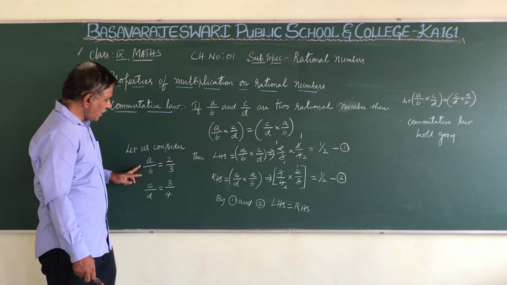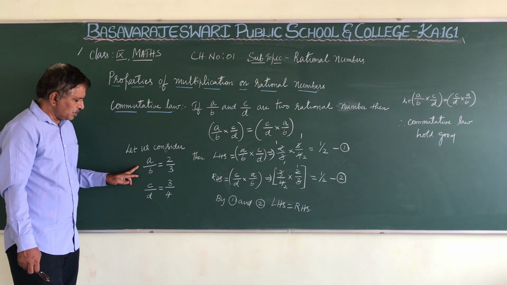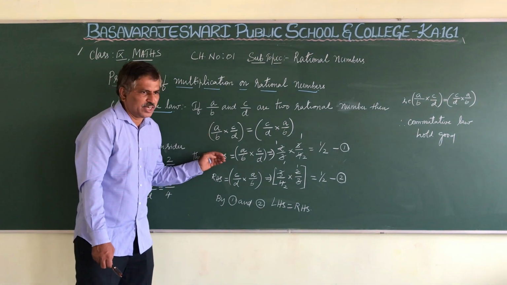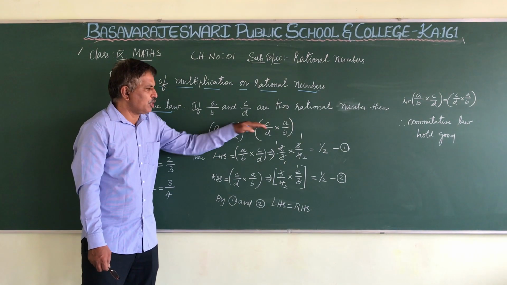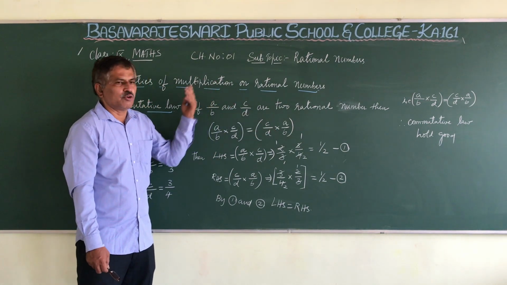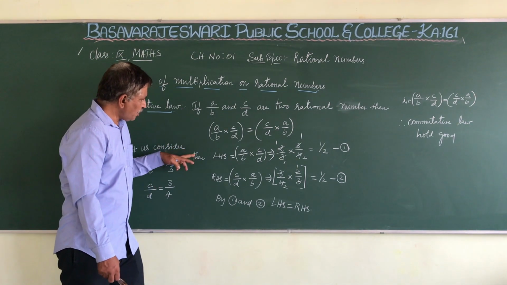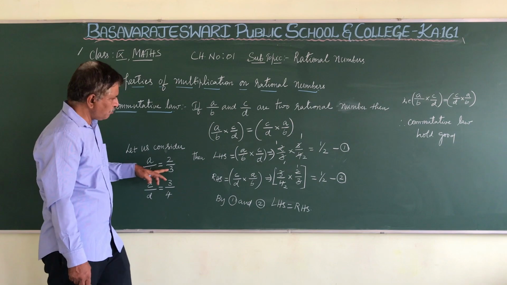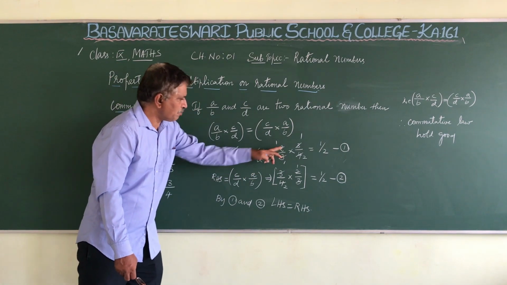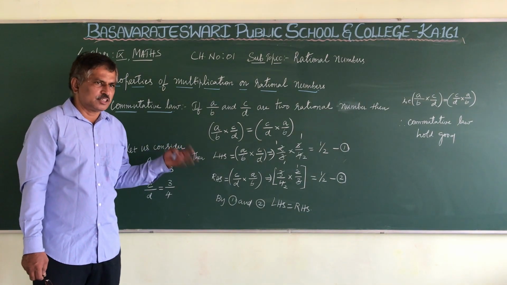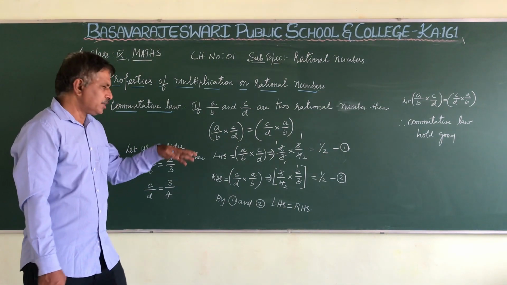For that I have taken A by B is equal to 2 by 3 and C by D is equal to 3 by 4. First I took the left hand side, because the left hand side value should be equal to the right hand side. Then only we can tell that the commutative law is satisfied. So A by B into C by D, left hand side. A by B is 2 by 3 into C by D is 3 by 4. If there is a possibility of simplification, simplify it, or multiply, then simplify.